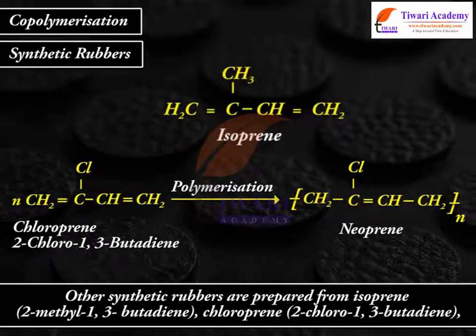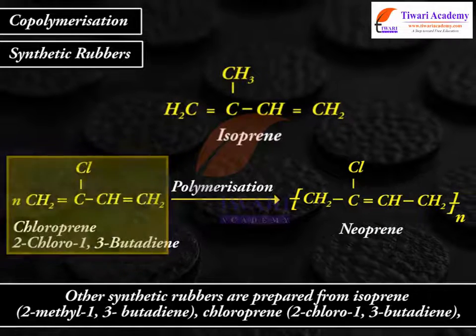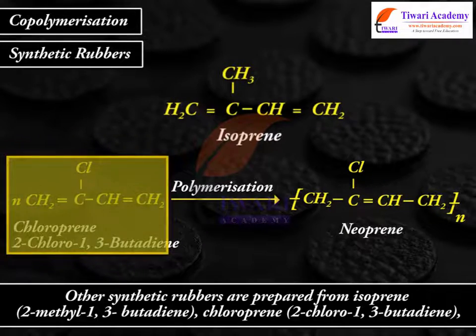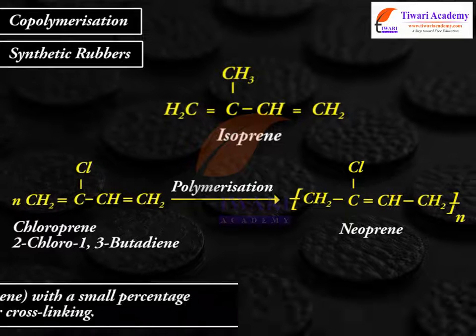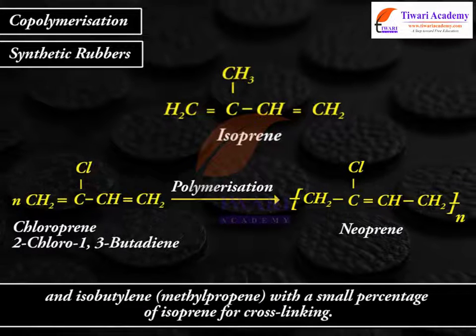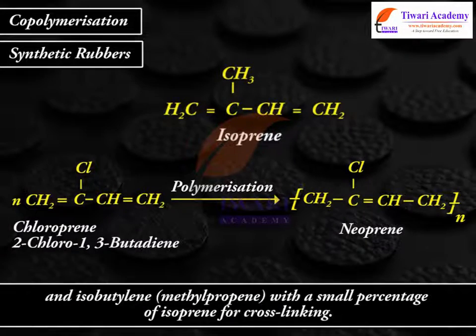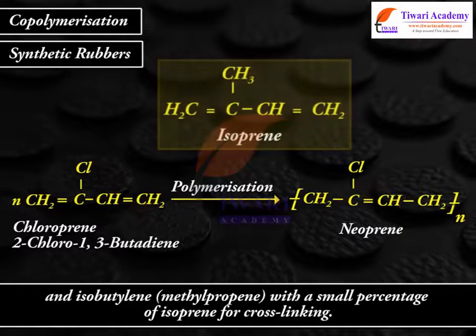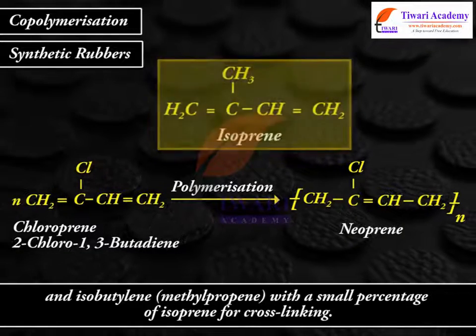2-methyl-1,3-butadiene, chloroprene, 2-chloro-1,3-butadiene, and isobutylene, methylpropene with a small percentage of isoprene for cross-linking.